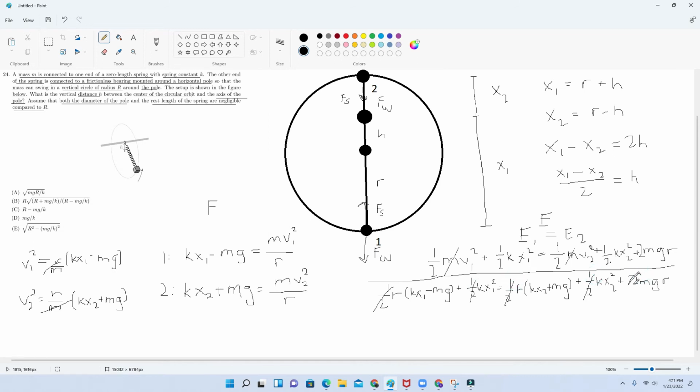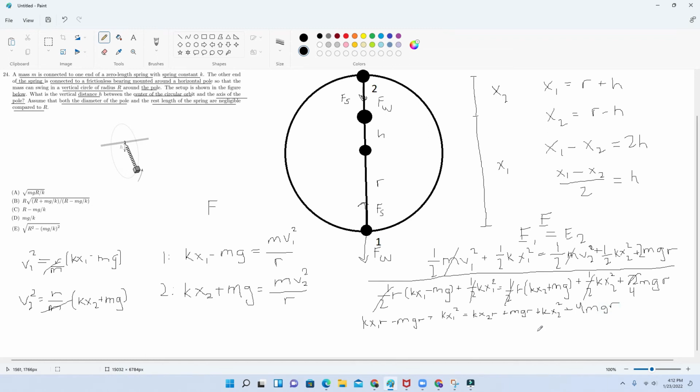And since we're multiplying everything by 2, we get this as 4mgr. Next we distribute. We got kx1r minus mgr plus kx1 squared is equal to kx2r plus mgr plus kx2 squared plus 4mgr. Good.